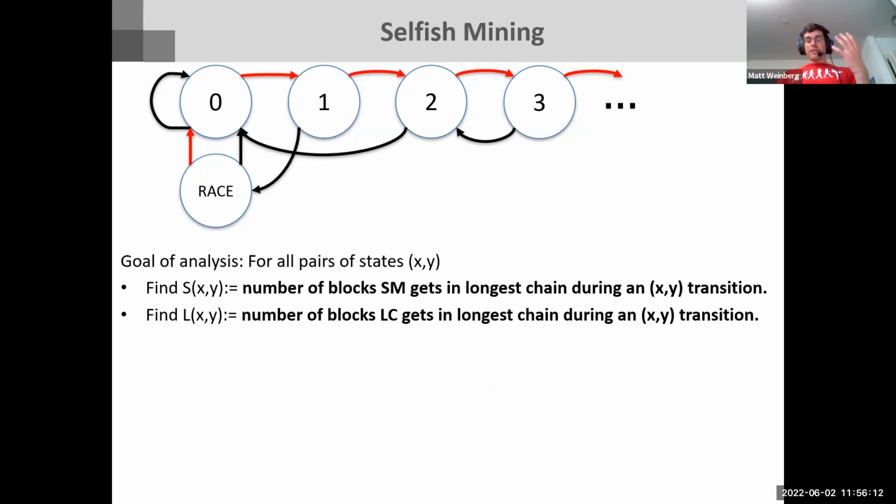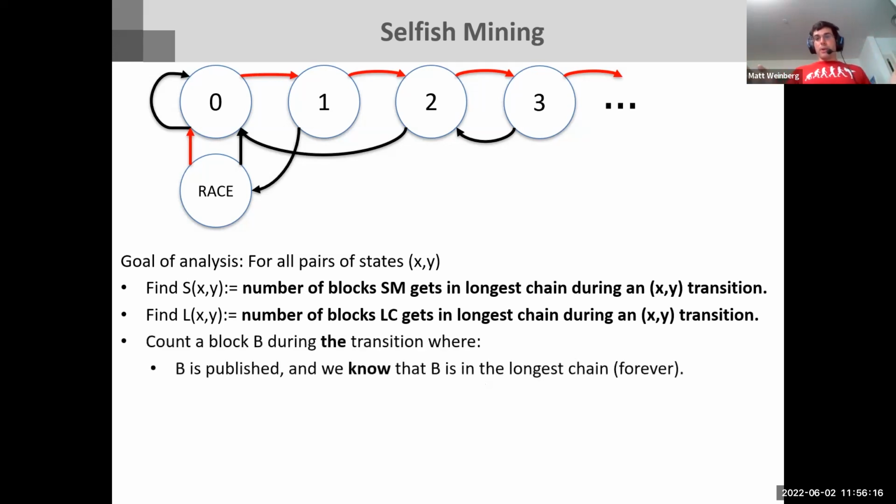The cleaner part is figuring out how to do this counting. Okay, so here's what I want to do. I want to say, for every block, when am I going to count it? I'm going to count it during the transition when that block is first published, and I know during this time step that that block is in the longest chain forever. Okay, the first transition where I know that that block has been published and is definitely in the longest chain forever, that's when I'm going to count it.